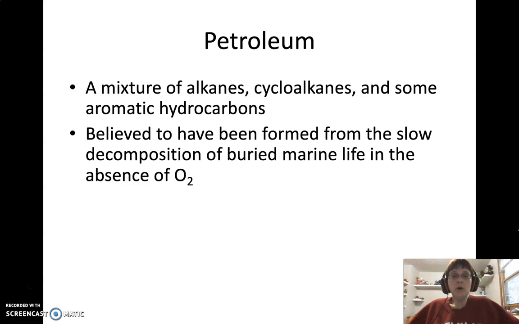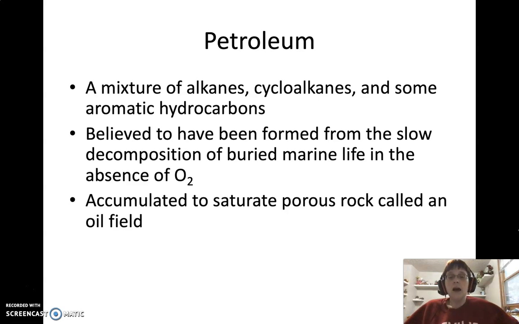So we believe that most of today's petroleum that we're extracting came from the slow decomposition of buried marine life that decomposed in the absence of oxygen. This is different from coal. Coal came from the burial and slow decomposition and pressure pushing on plant life. So a little bit of a difference on how it's made, and that's why we ended up with different material. So instead we ended up with a liquid instead of a solid.